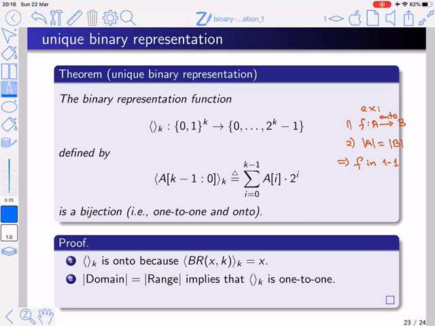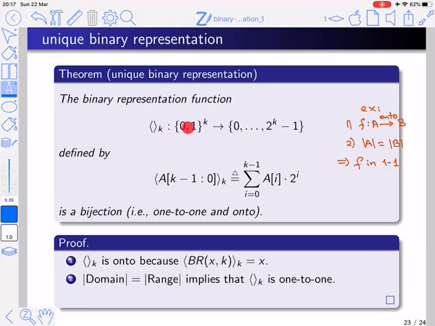How do we prove that it's a bijection? First of all, we know that this function is onto. The reason it is onto is because we proved that if x is in this range, then we can execute the binary representation algorithm with x and k to obtain a binary string consisting of k bits that represents in binary representation the value x. Therefore, this function is onto.